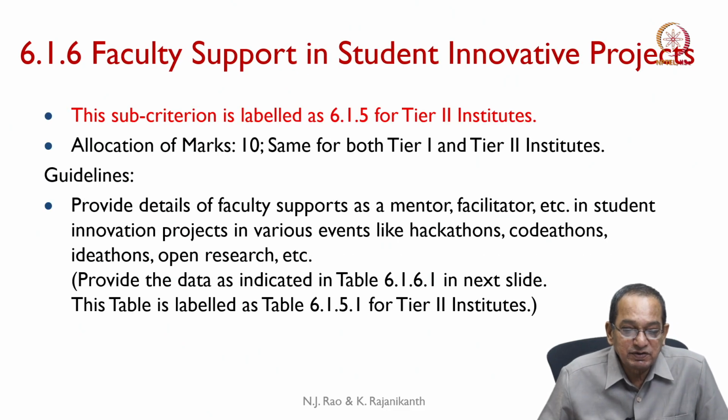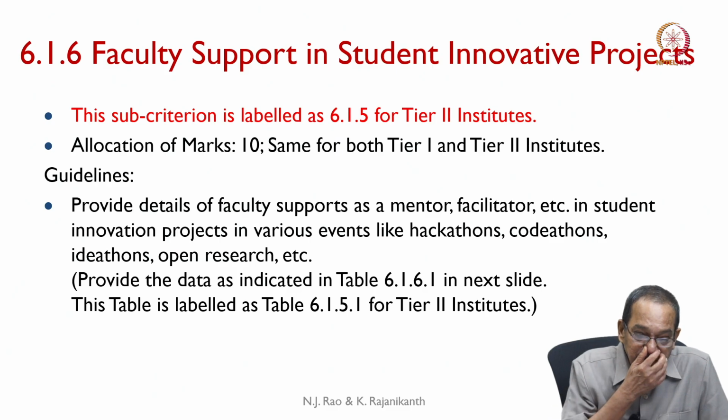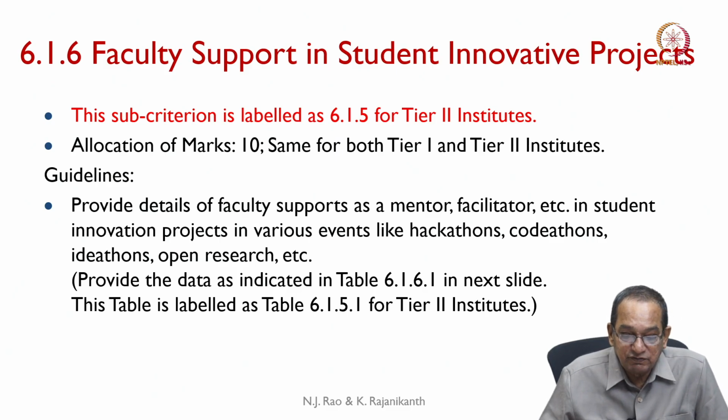Then the next sub-criterion is faculty support in student innovative projects. Again, labeling is different for tier 2 institutes, but otherwise it is the same sub-criterion. Allocation of marks is 10, same for both. Here, provide details of faculty support in whatever role, as a mentor, facilitator, in any other role, in student innovation projects, in various events like hackathons, codathons, ideathons, open research, etc.